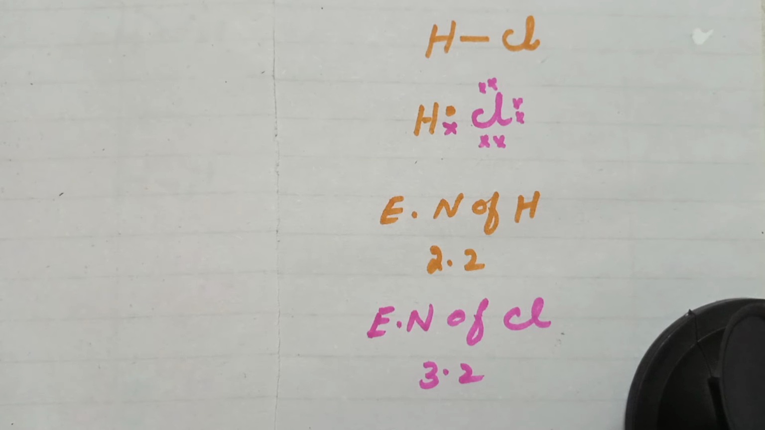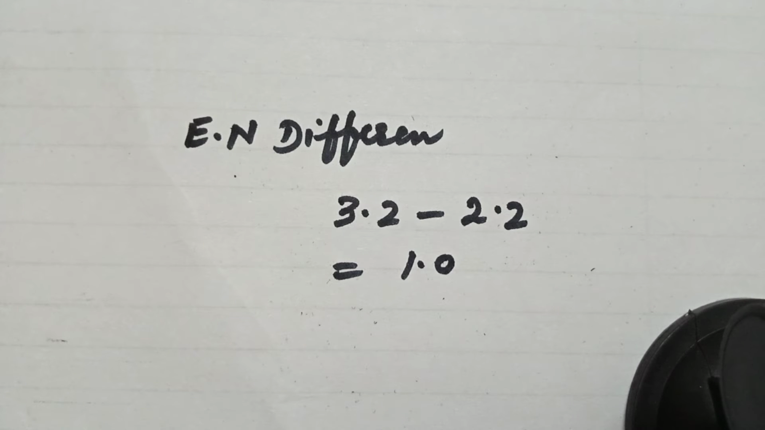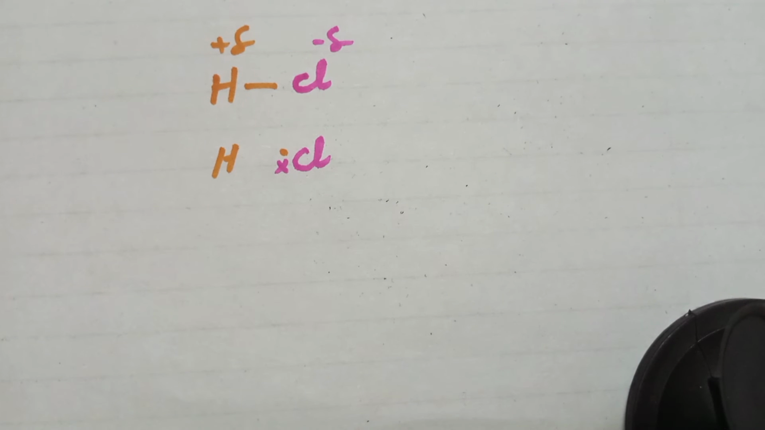Now we see the electronegativities of these two atoms. The electronegative value of hydrogen is 2.2 and that of chlorine is 3.2. Here the electronegative difference is 1. Chlorine atom is more electronegative than the hydrogen atom. So it attracts the shared pair of electrons with a greater force towards itself. Due to this greater force of attraction, the electronic cloud will be closer to the chlorine atom and hence the chlorine atom will bear a partial negative charge. And hydrogen atom, having less force of attraction for the shared pair of electrons, will bear a partial positive charge.